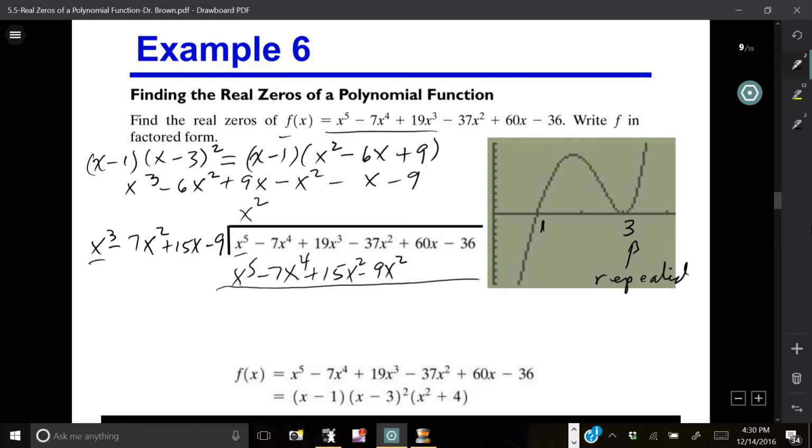And now we draw a line and we subtract. x to the 5th minus x to the 5th is 0, minus 7x to the 4th minus minus 7x to the 4th is 0.